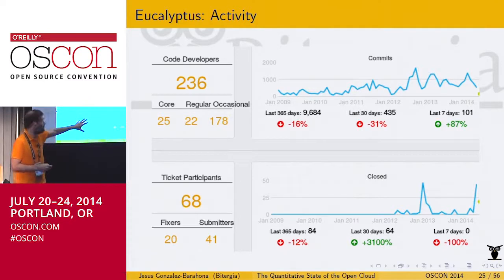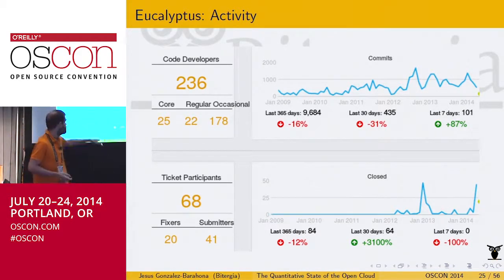Tickets are a bit strange. So this is one of the reasons why I think that they have a different ticketing system somewhere else, probably for customers, because you can see, well, there are some spikes and so on, but the general level of closed tickets is very, very low. So it's like five some months, for instance.